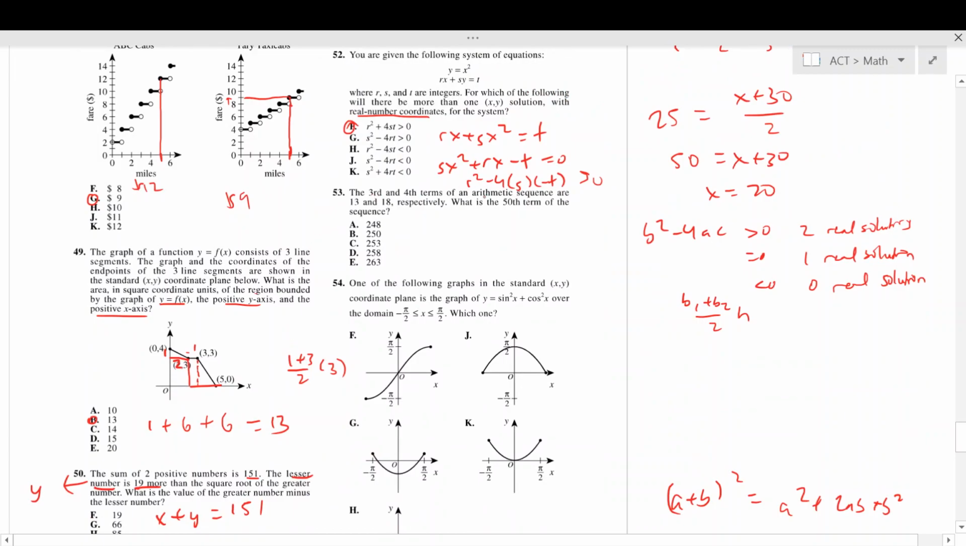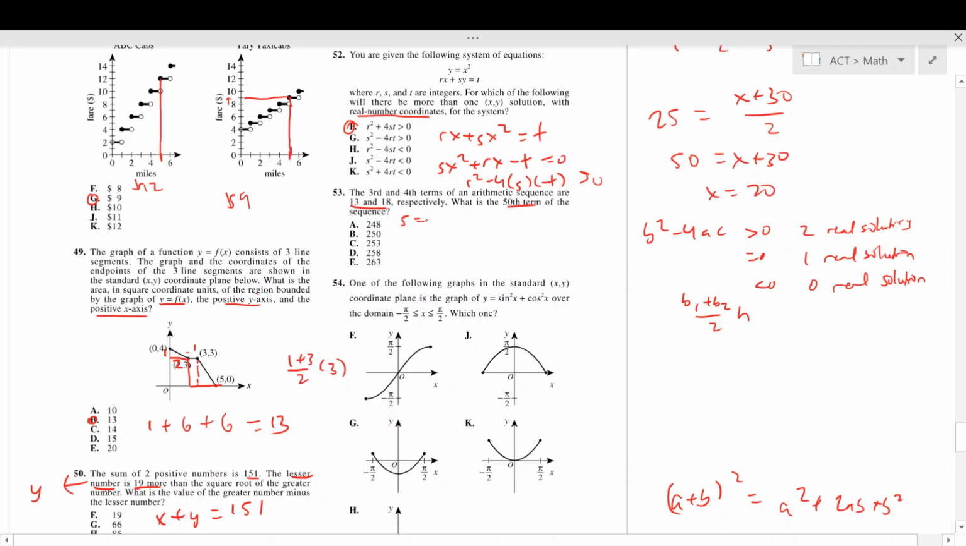The third and fourth terms of an arithmetic sequence are 13 and 18. What is the 50th term of the sequence? Remember, an arithmetic sequence is where you have the starting number and just add or subtract a number to get to the next term. So from this term to this term, what did we add to get from 13 to 18?